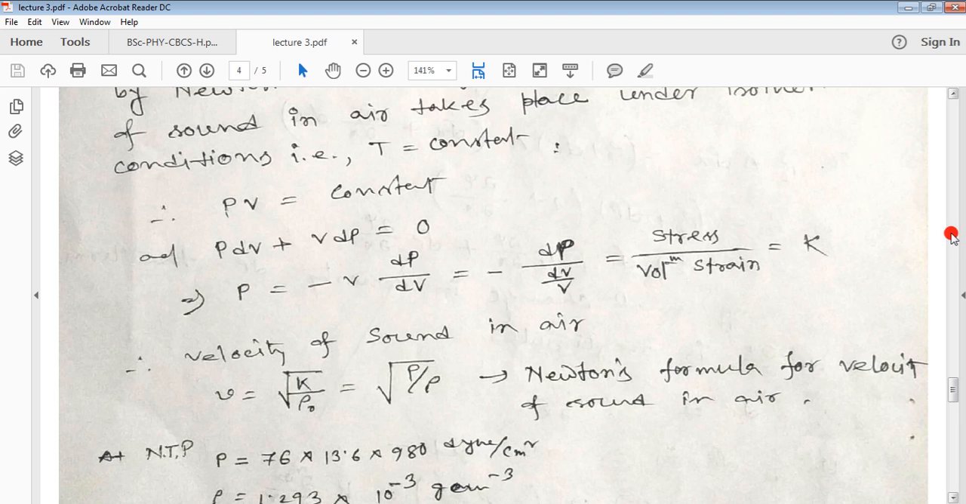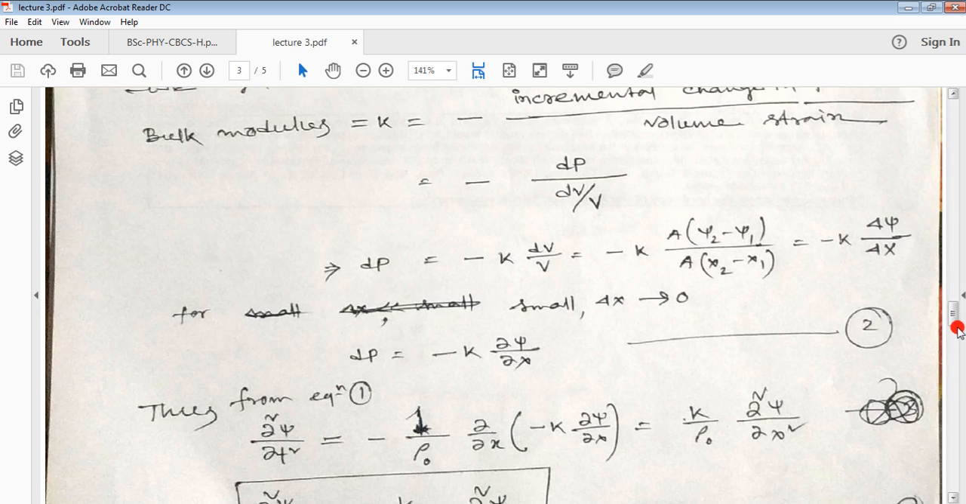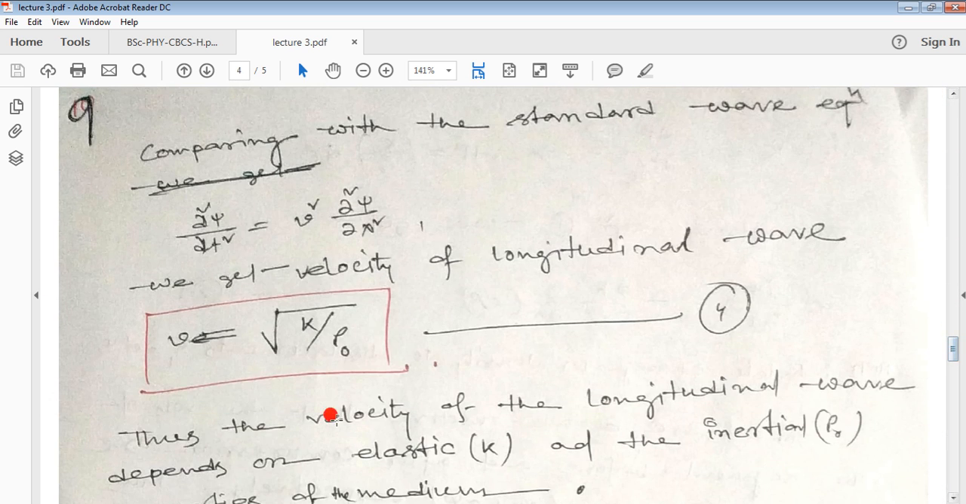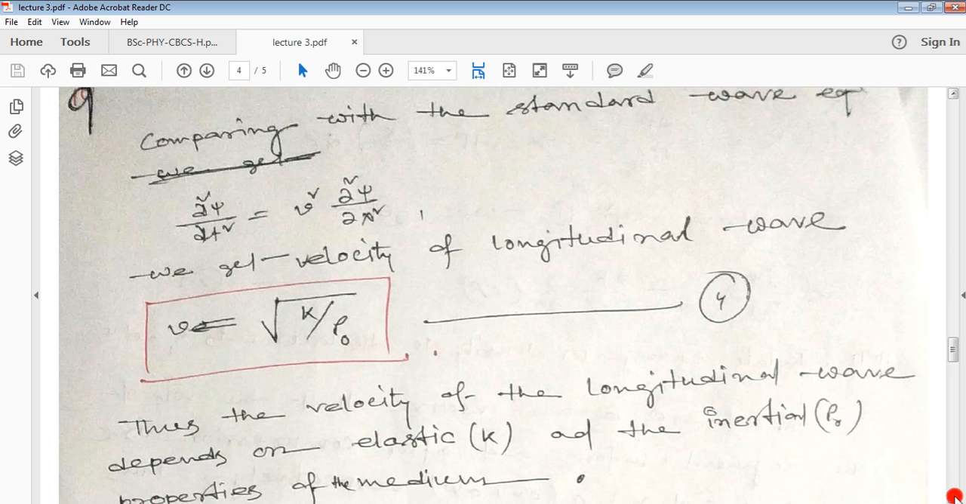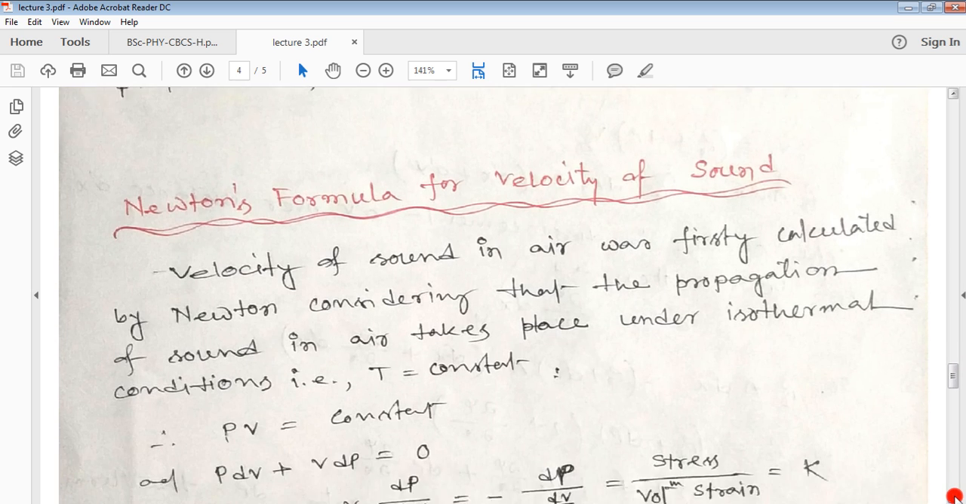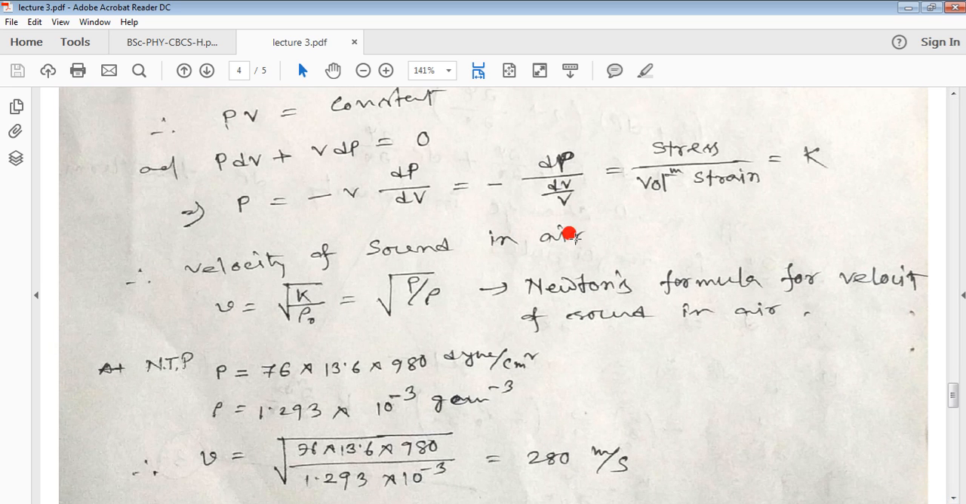And so in this expression of velocity of longitudinal wave, we can replace bulk modulus by pressure. So using pressure instead of bulk modulus, we obtain velocity of sound in air to be equal to V equal to root over P by rho. So this is the formula for velocity of sound in air.